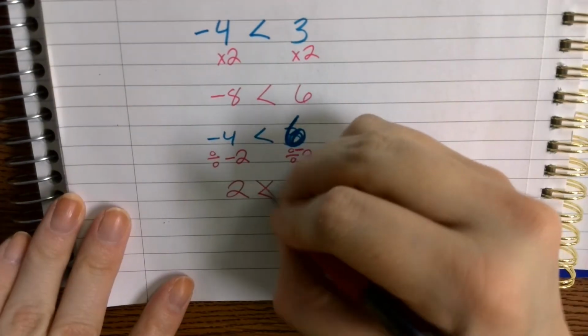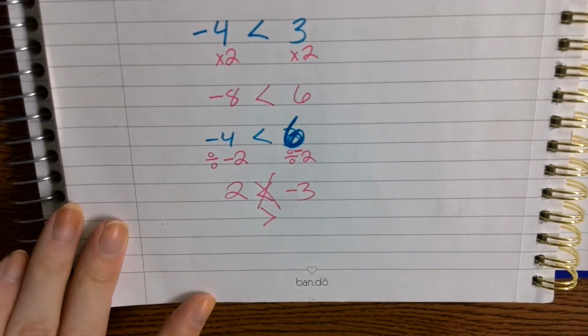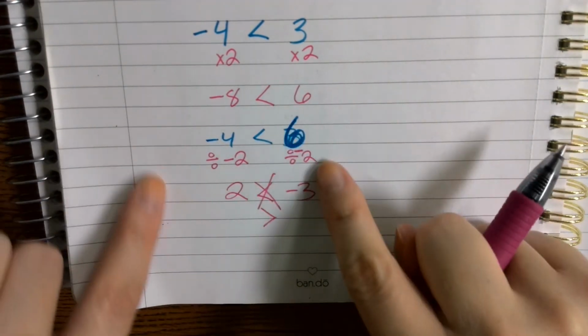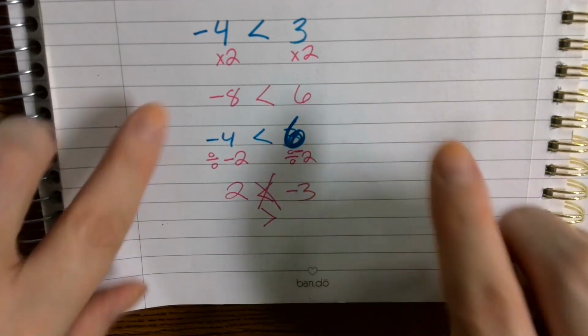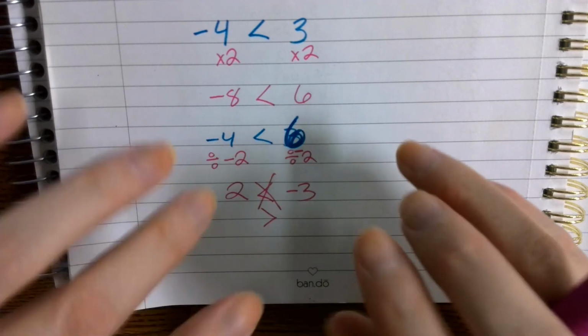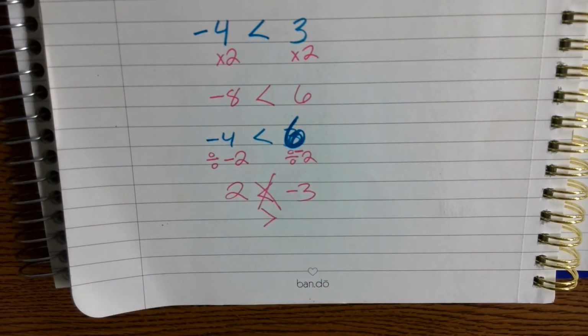Okay, so that's why this is no longer true. It has to become greater than. That's true for division and multiplication of positives and negatives. Okay, so positives keeps it the same. Negative is what reverses it, but only for multiplication and division.